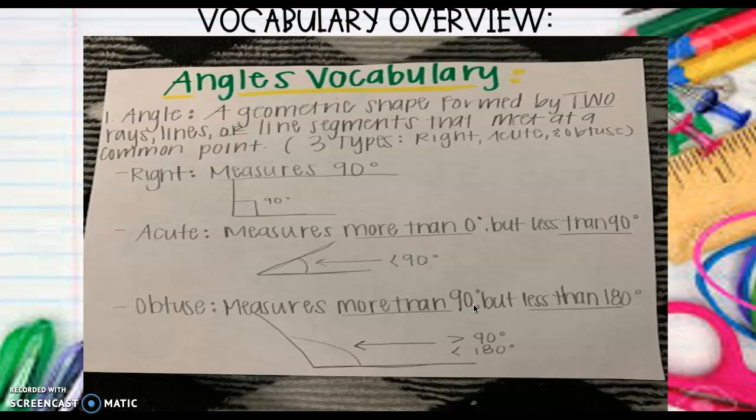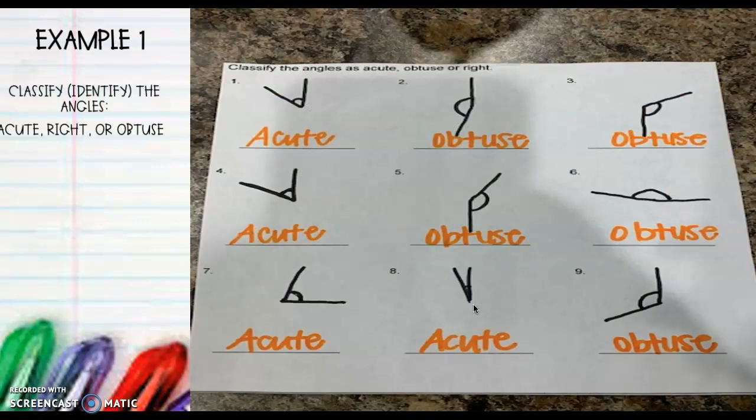Okay, now I want to do some examples. So I found this, and I just went through and darkened the lines so you could see a little better what they were. And then I decided to go ahead and just classify my angles. Some people say identify, or you can say classify, which means the same thing. So you're just trying to figure out what kind of angle it is. That's just a fancy way of saying it.